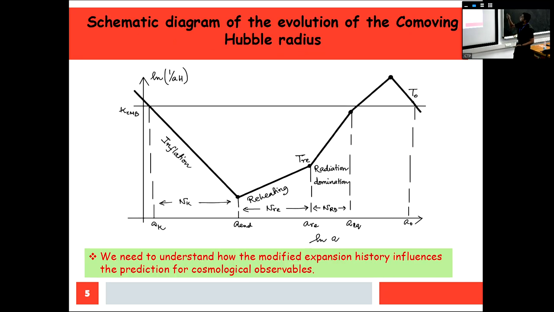So this is the schematic diagram of the evolution of the comoving Hubble radius. And this is the reheating phase interposed between inflation and radiation domination. So we need to understand how this modified expansion history influences the predictions for the cosmological observables, like the CMB observables, n_s and r.